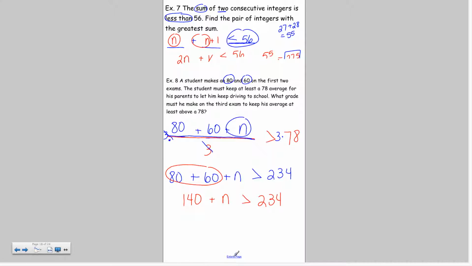So 234 minus 140, so N has to be greater than 94. Notice we're not saying that his test grade has to be exactly a 94, but it has to be at least a 94. It really needs to be higher than a 94 in order for his average to stay above a 78. So our final answer is that N is greater than 94.